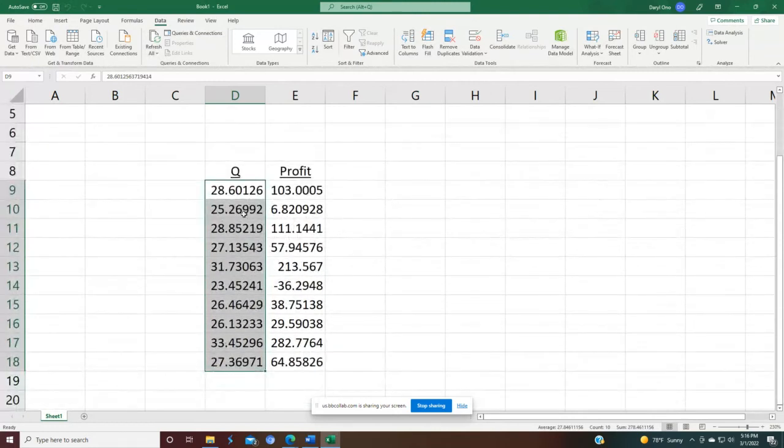Okay, so you can see then that based off these quantities sold, these are our estimates of what the profits are going to be. These were random inputs. And now this is what we estimate the profits would be. Okay, so there's our output. Let's see how much of this analysis we can do.